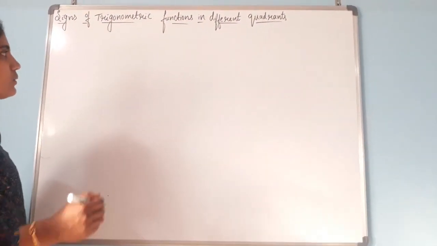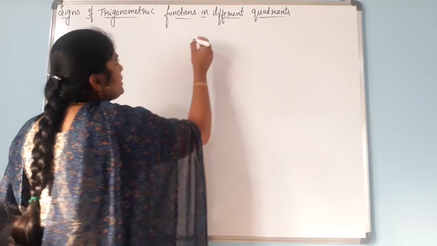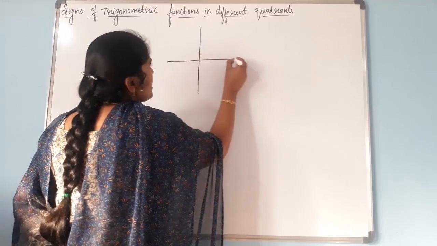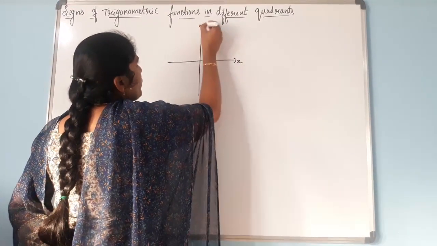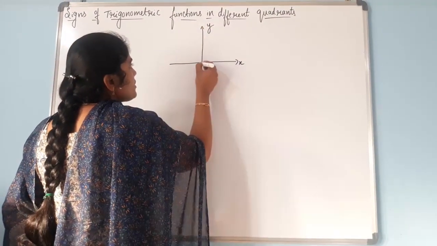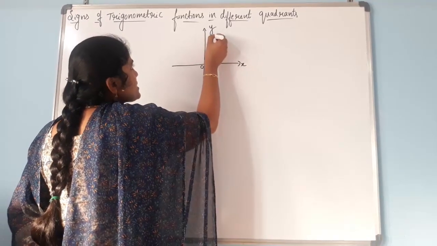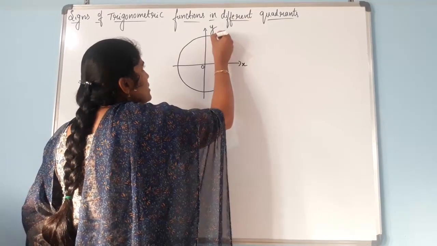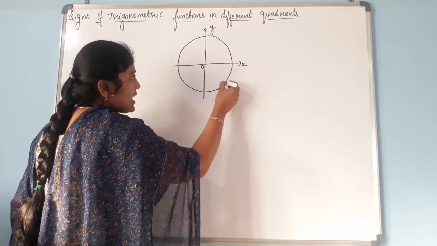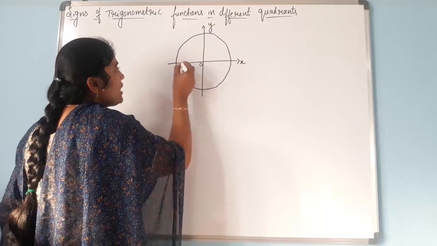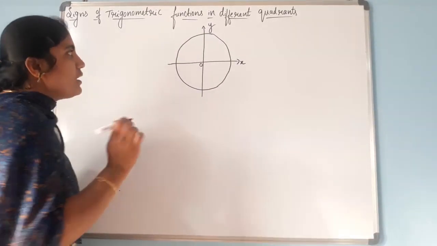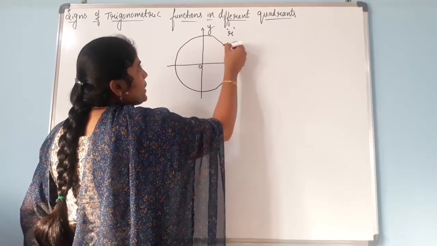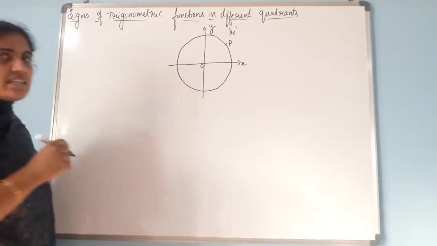So here let us consider a circle. Here I am considering the coordinate axes, the X axis and Y axis. With center as O, let us consider a circle with radius r. I am not considering the unit circle, just a circle which has the radius r. Here let P be any point on the circle.